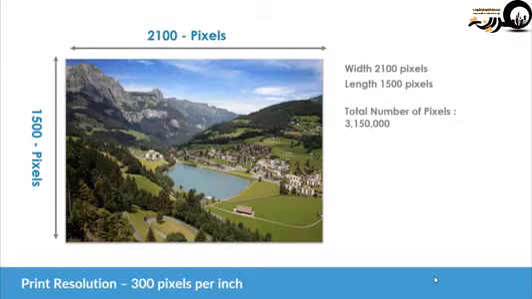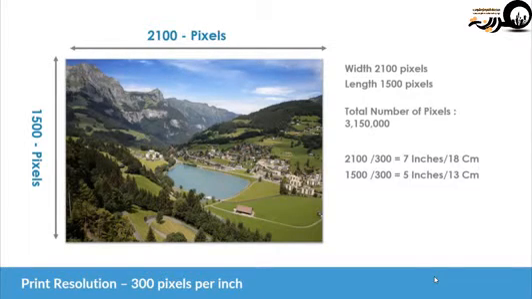Okay, so that means we have a total number of pixels of 3,150,000 pixels, okay? So if I divide my 300 pixels per inch into my 2,100, I get 7 inches, or in centimeters, that's 18 centimeters. Or if I divide my 300 into my 1,500 on the height, I get 5 inches for the height, or 13 centimeters for the height as well.